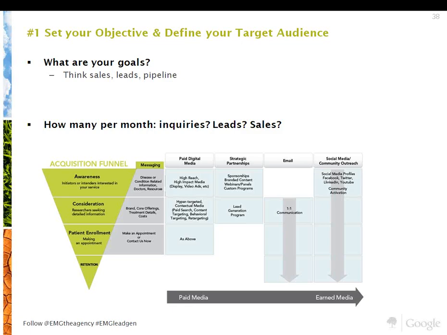So again, going back to that graphic of our acquisition funnel, identifying where your target audience is and which stage will be really important on choosing the right marketing tool. So thinking about how many leads per month you're looking for, how many sales you're looking to make, and that can really help you define your marketing budget.